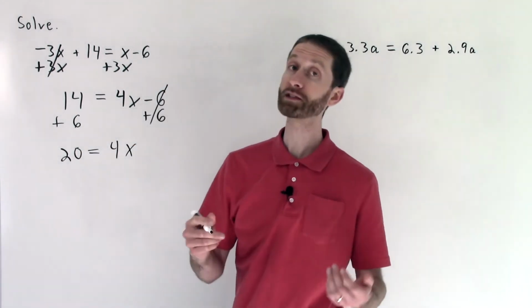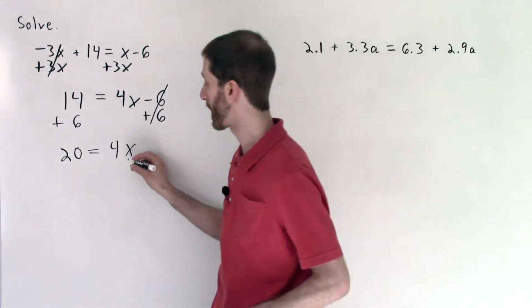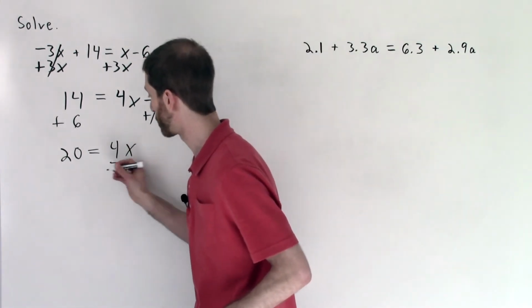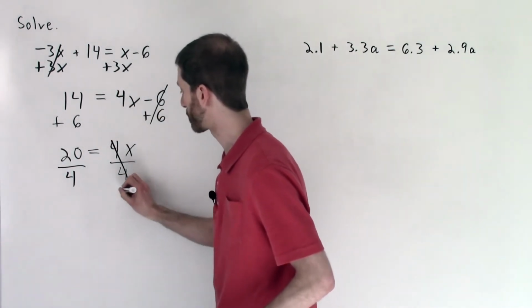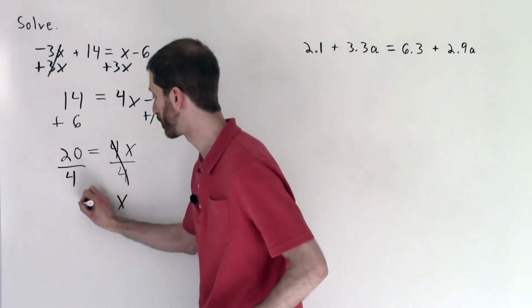And now we're left with a one-step equation. To undo 4 times x, we divide by 4 on both sides of the equation. And that leaves us with 4's canceling, and you get x is equivalent to 5.